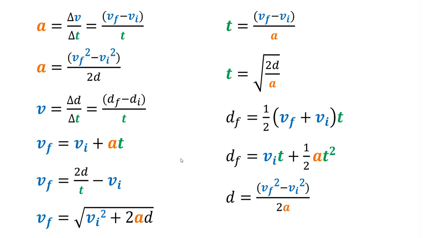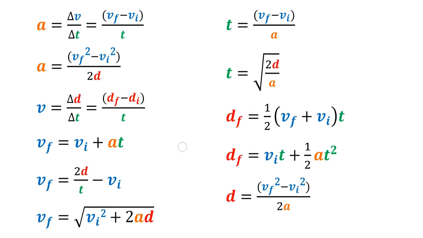Next is time. Time is color-coded in green. Again, notice that not all of the equations have a t in them. And finally, d. Displacement is color-coded in red. Hopefully this will help you use these equations. When you're trying to solve a problem, there's a process that you need to go through, and we'll talk about that some tomorrow.